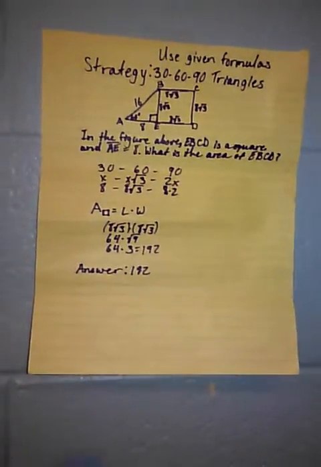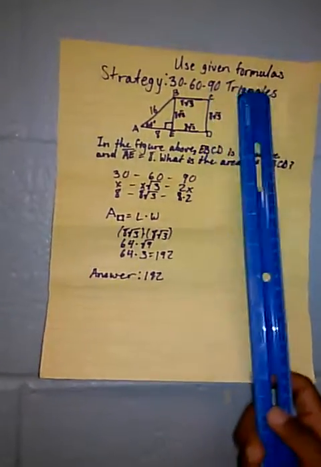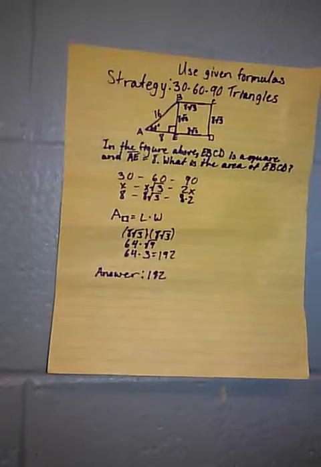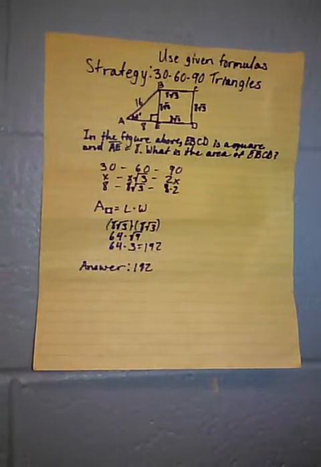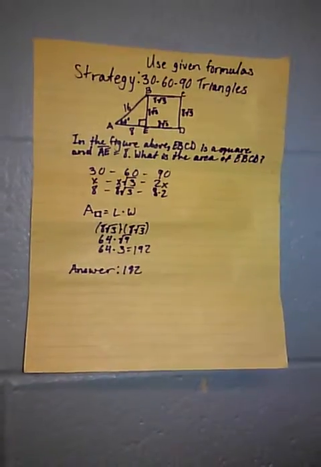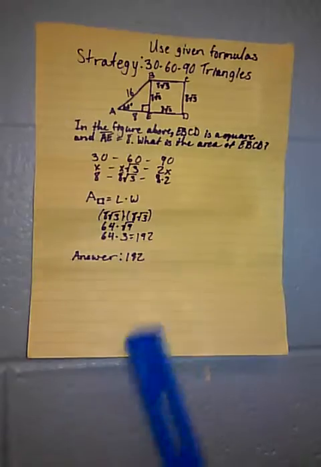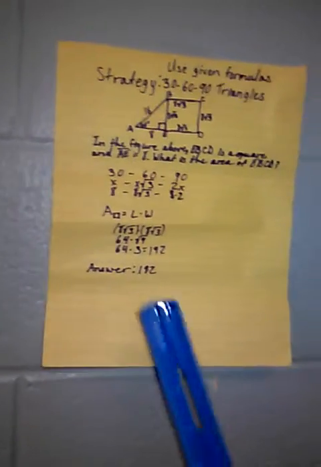If you have formulas like 30-60-90 triangle, you'll want to use your formula sheet. So the question reads, in the figure above, EBCD is a square, and AE is equal to 8. What is the area of EBCD? So this is the square. Alright, so they gave you the line AE of the triangle is 8.